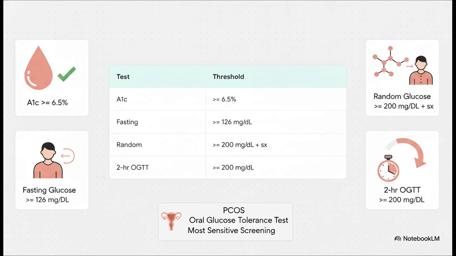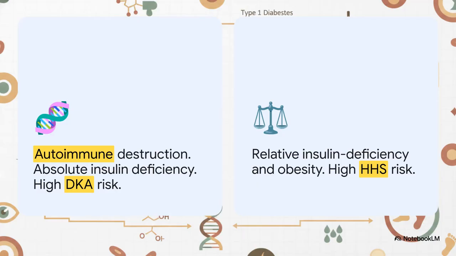Keep in mind that the oral glucose tolerance test is especially useful if you're evaluating polycystic ovary syndrome because it's actually more sensitive than just checking fasting glucose or an A1C. Now, you have to separate type 1 and type 2 diabetes based on their underlying mechanisms. Type 1 is defined by autoimmune beta cell destruction, resulting in an absolute insulin deficiency. These patients are usually younger, leaner, may have other autoimmune diseases, and carry a distinct risk for diabetic ketoacidosis.